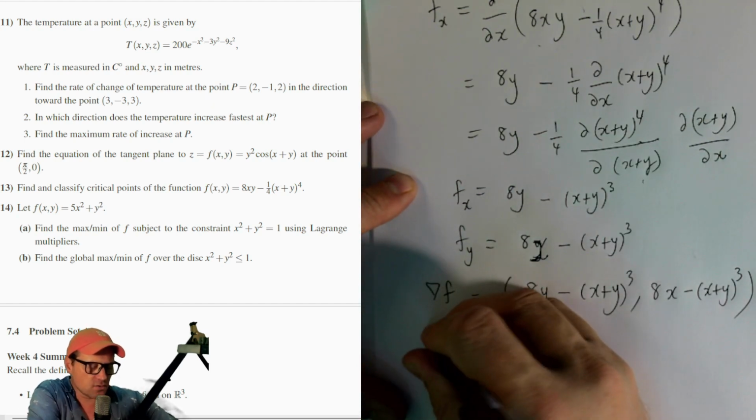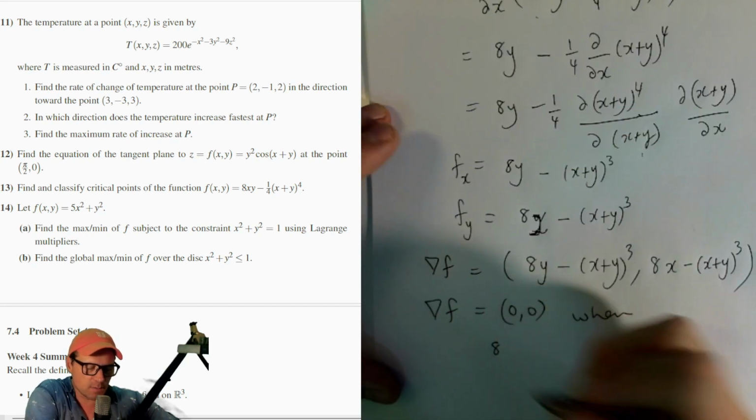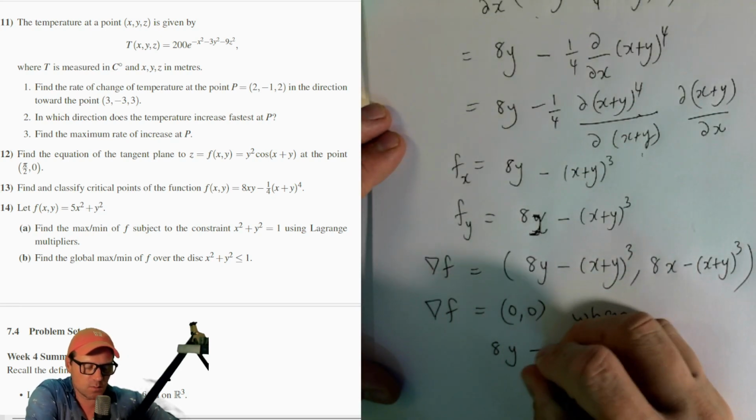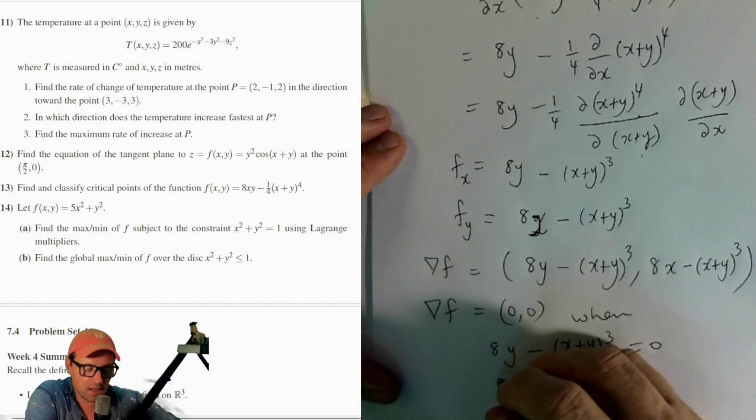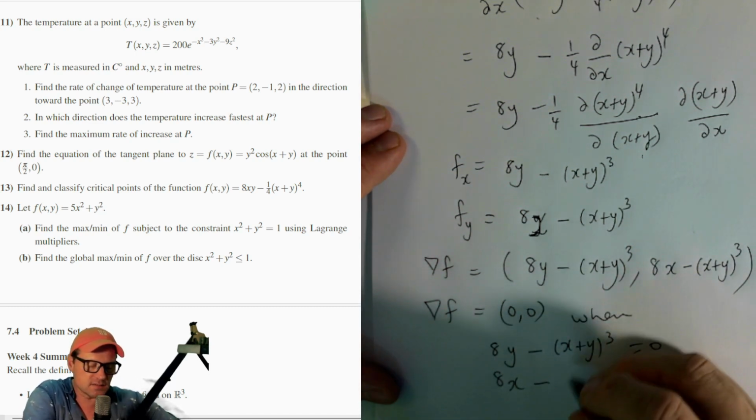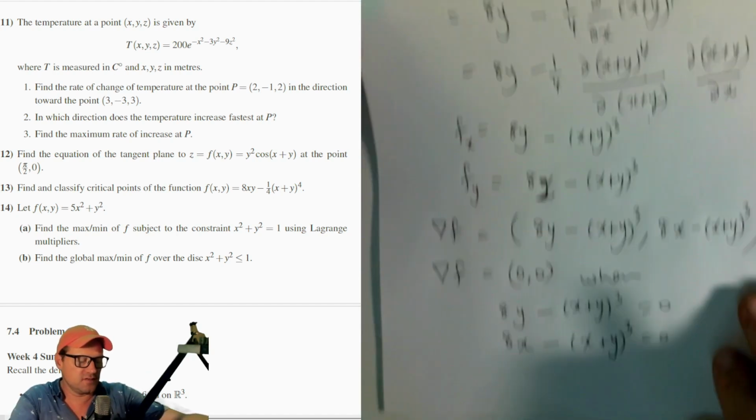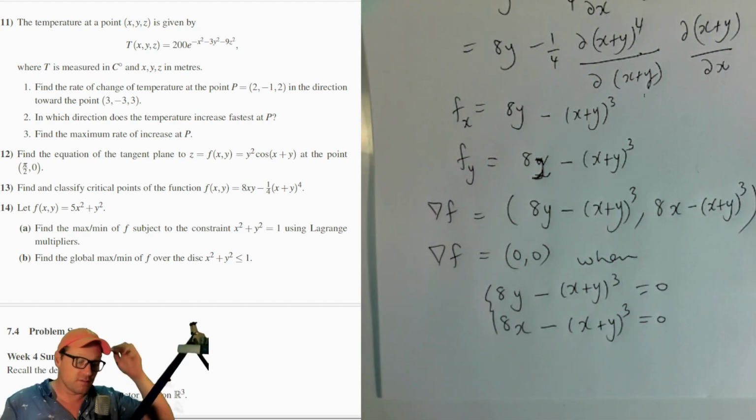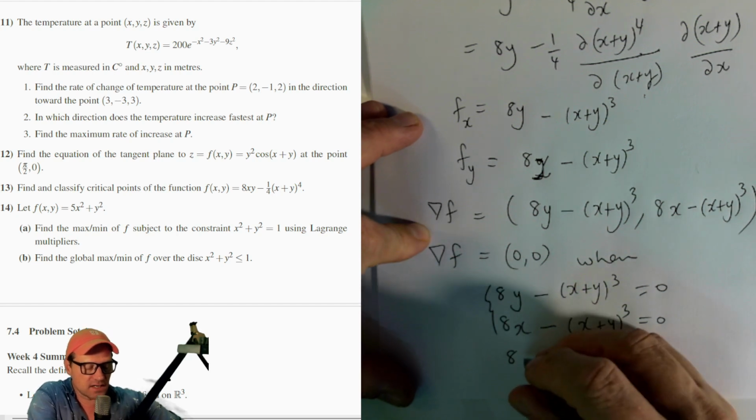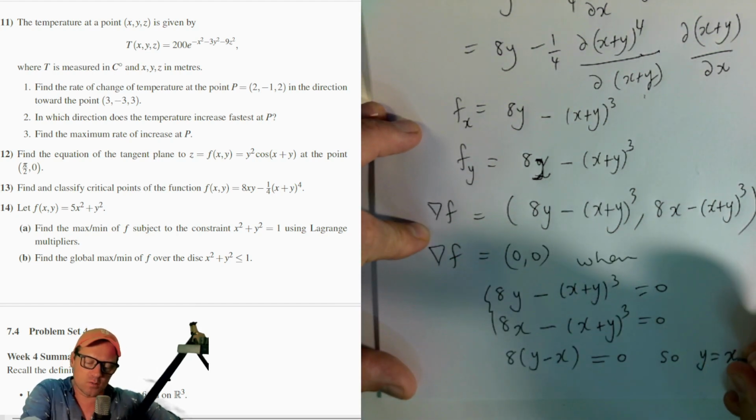Okay, and so grad f is equal to the 0 vector when we have the simultaneous system of equations 8y minus (x + y)^3 = 0, and 8x minus (x + y)^3 = 0. Okay, and so if these two equations are simultaneously true, then we can subtract one equation from the other and get 8(y - x) = 0. So we must have y = x.